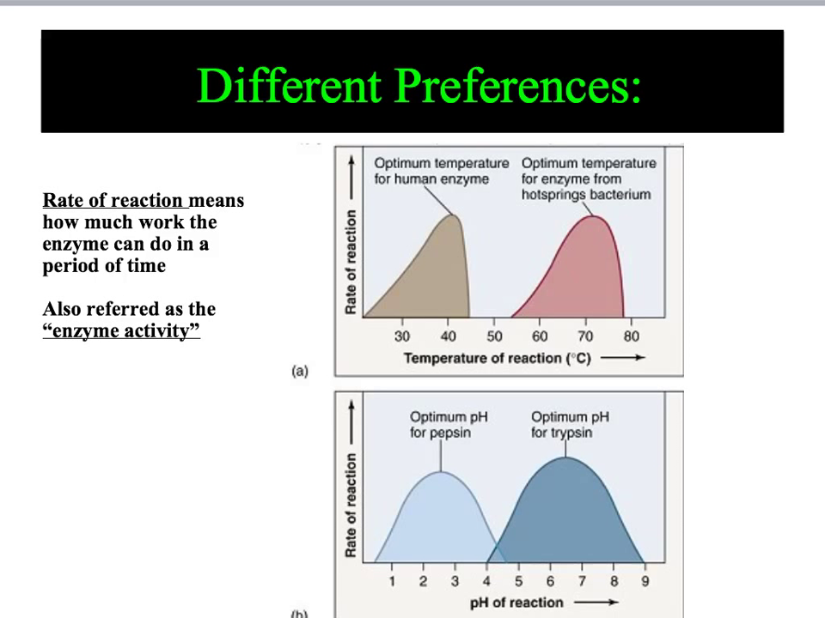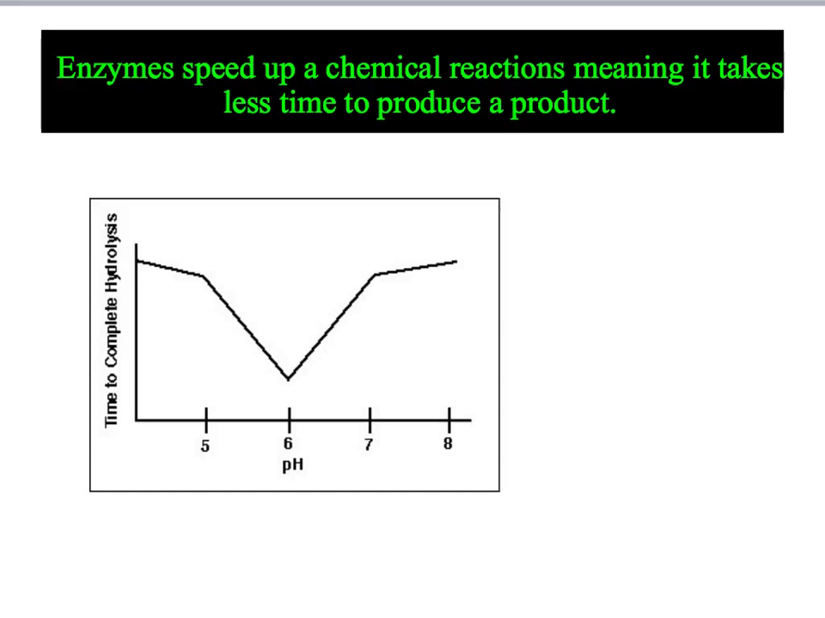Rate of reaction means how much work the enzyme can do in a certain period of time. This is also referred to as the enzyme activity. Remember, enzymes speed up chemical reactions. This means that it takes less time to produce a product. In this example, the pH of 6 is the ideal pH. It took less time to complete the hydrolysis, meaning that the enzyme was very, very active and was able to produce product in a timely manner.